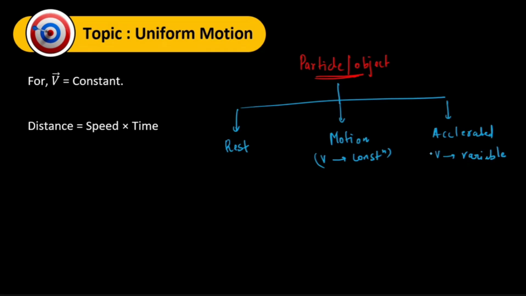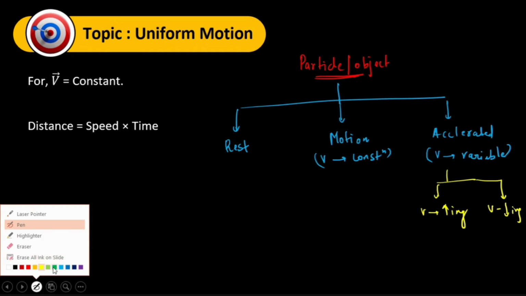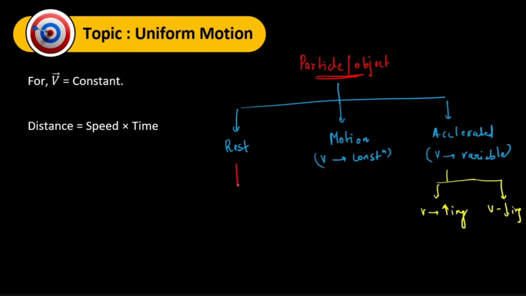It can be of two types: either velocity is increasing, or velocity is decreasing. So in all these cases, there are different types of motions that can be explained or learned. First, as the particle is at rest, there is supposed to be no motion. It represents the state in which the particle is not moving, state of rest. Second, it can be of constant velocity, a motion in which the particle is traveling at constant velocity.